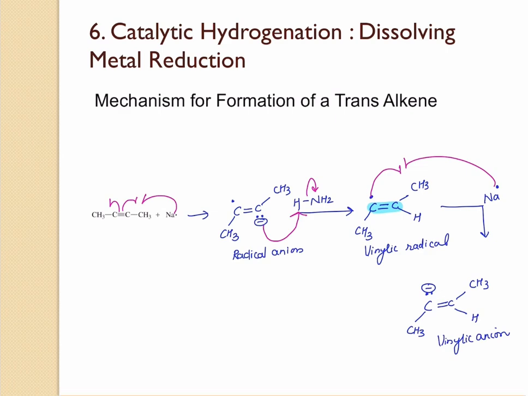And since the vinylic anion is also a strong base, it will go and abstract one of the hydrogens from ammonia to form the trans alkene. The final product would be a trans alkene. And you can see that the two hydrogens are on opposite sides.